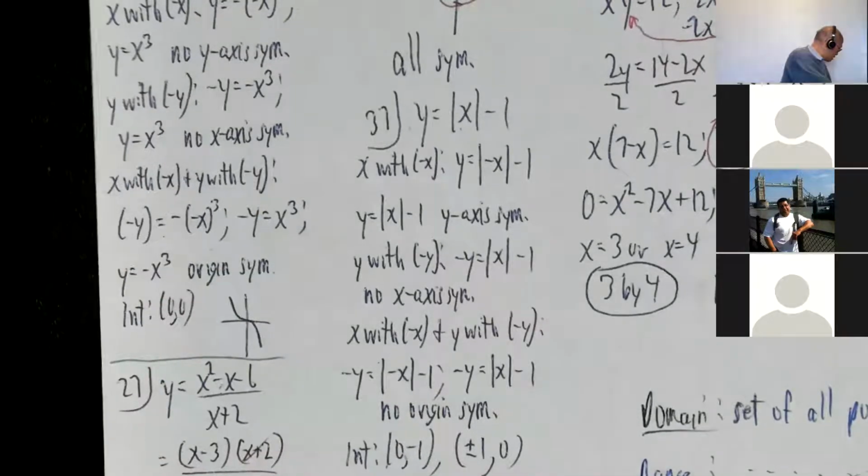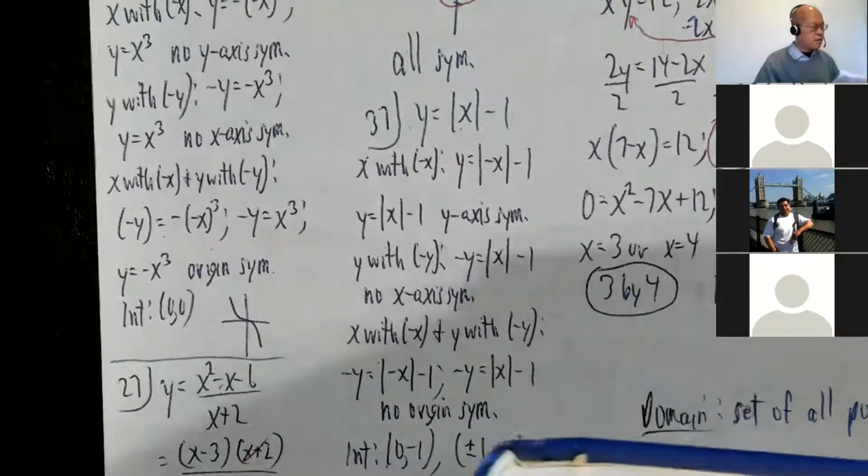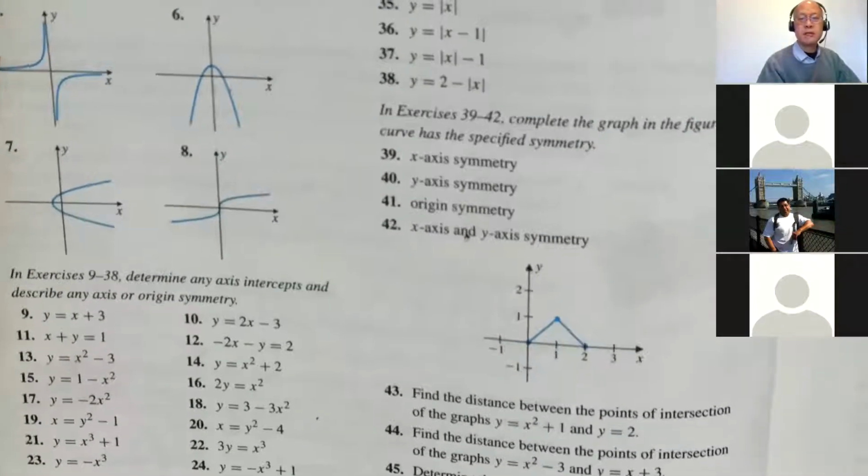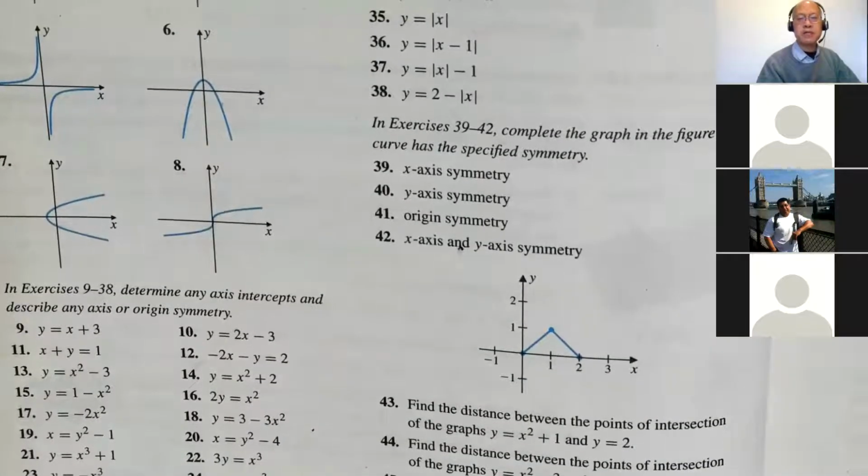All right, then they give you something with absolute value, I guess. Y equals absolute value of x minus 1.